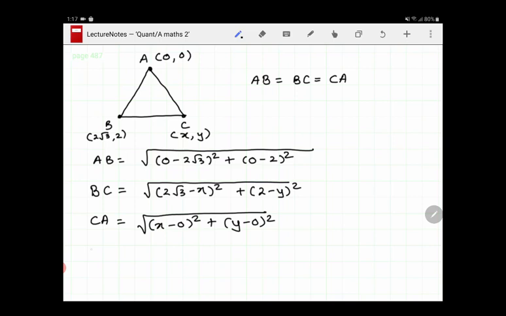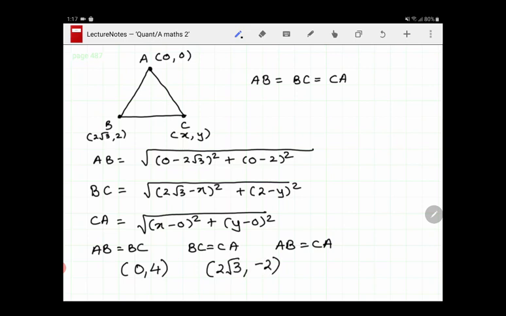So take them two at a time. Equate AB and BC and solve it. Equate BC equal to CA and solve it. Equate AB equal to CA and solve it. Once you simplify and solve this, you will find two sets of values for x and y. So (x, y) can either be (0, 4), or the other set of values satisfying this will be (2 root 3, minus 2). So solving this, there are two possible answers.